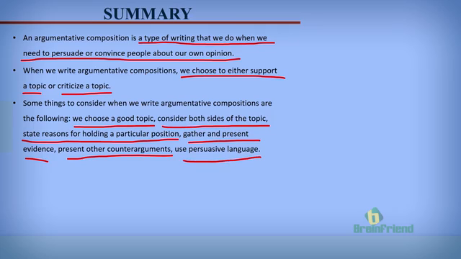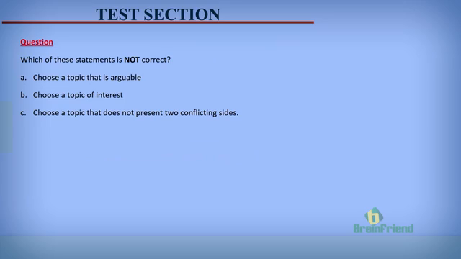Now let's go into our test for today. Our question says, which of these statements is not correct? A. Choose a topic that is arguable. B. Choose a topic of interest. And C. Choose a topic that does not present two conflicting sides. Which of these statements is not correct?